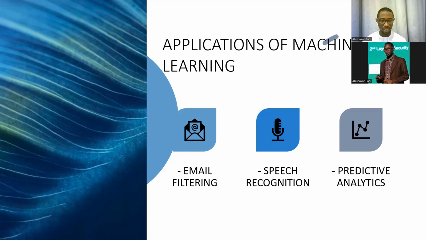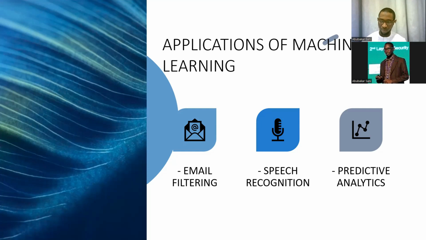Speech recognition systems like Siri, Cortana, and not only these two, you also have Alexa and so on, or Google Voice. All these are powered by AI or machine learning. Predictive analytics, this is the type of system that tries to predict what is going to happen, what a particular object is.